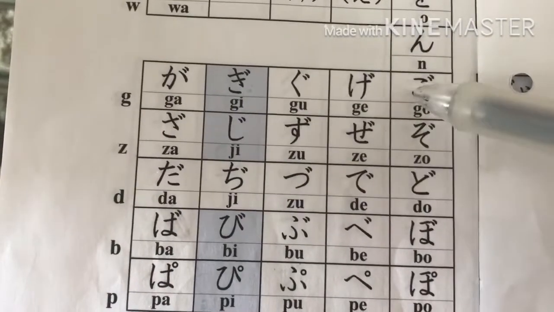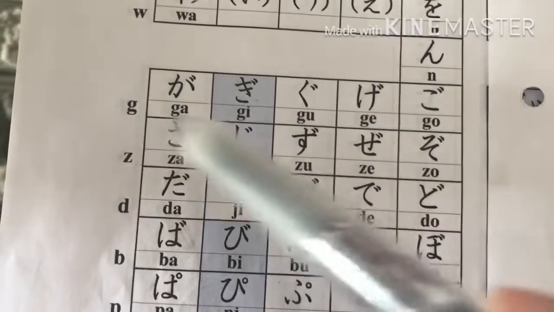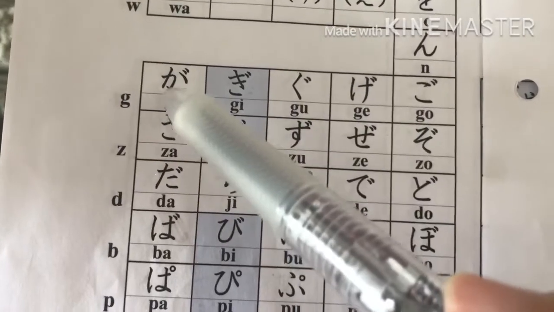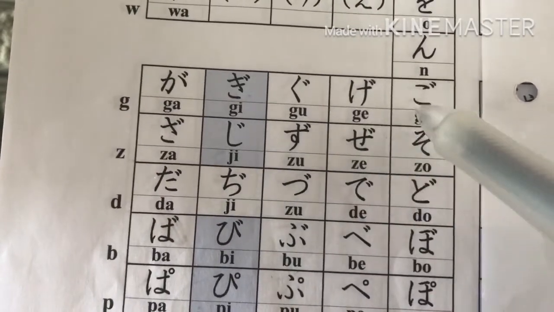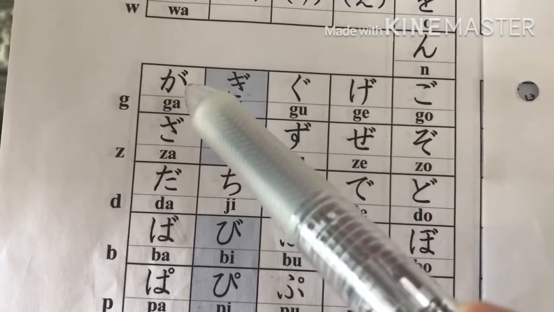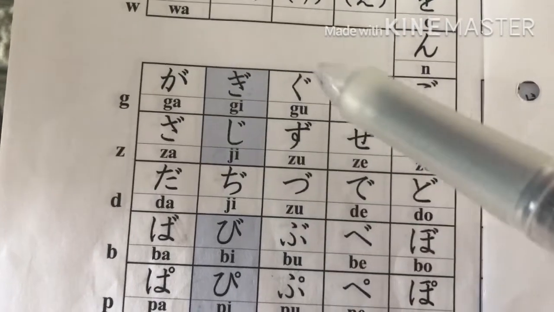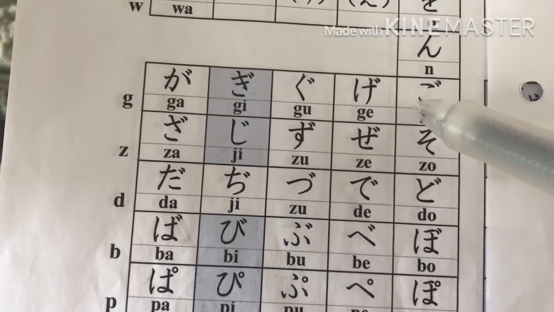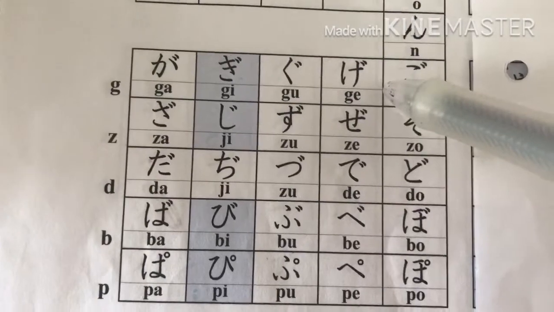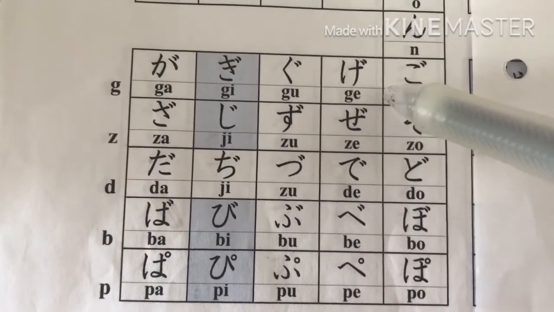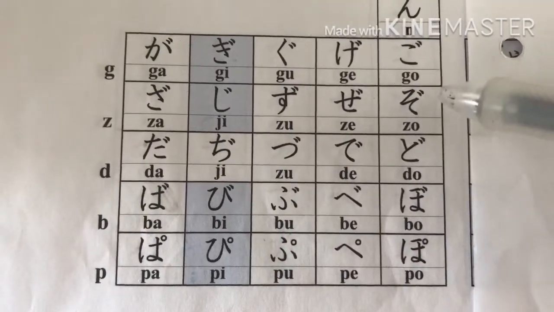This line comes from the ka line, right? Ka, ki, ku, ke, ko. But here, double dots mean we need to change the voice, from voiceless consonants to voiced consonants. All is the same, okay?